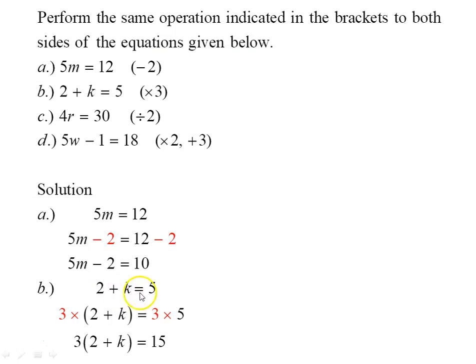But 2 plus k equals 5 is equivalent to this equation down here, 3 lots of (2 plus k) equals 15. Equivalent equations mean that if k equals 3 is the solution here, then k equals 3 is also the solution here. They have the same solution. k equals 3 here, 2 plus 3 equals 5, and here 2 plus 3 is 5 times 3 is 15. That's the meaning behind equivalence.